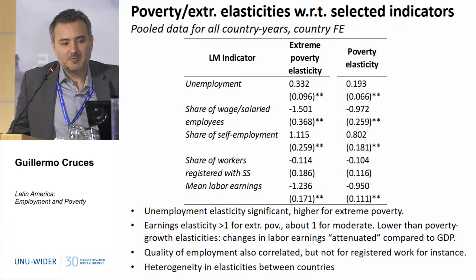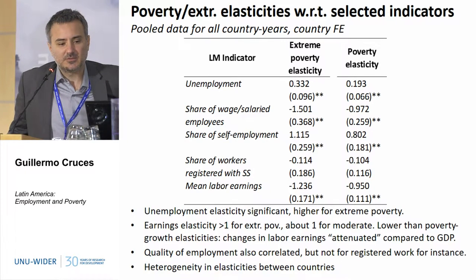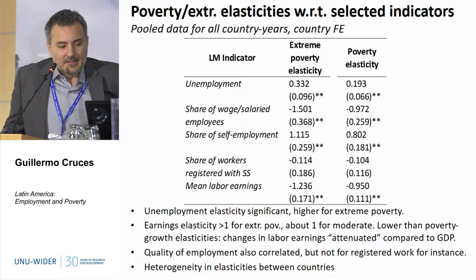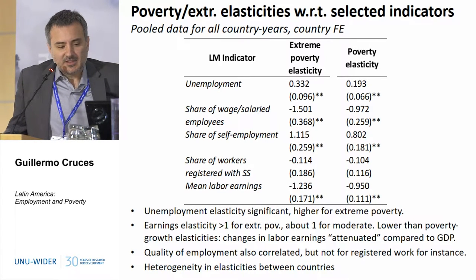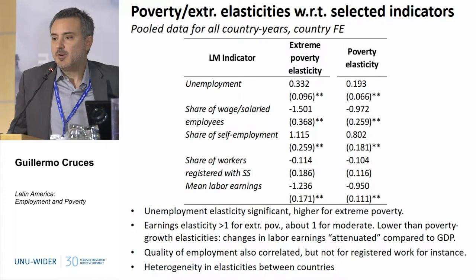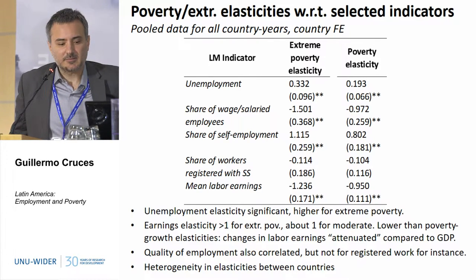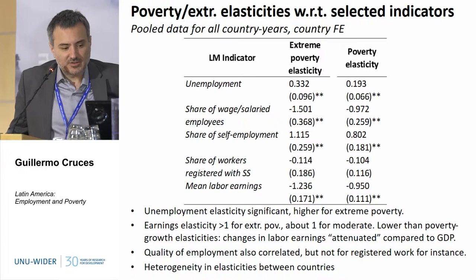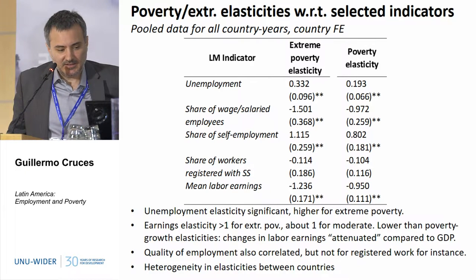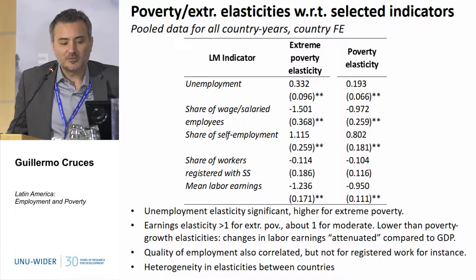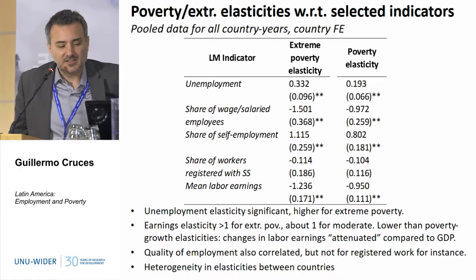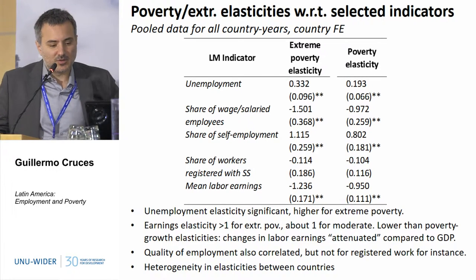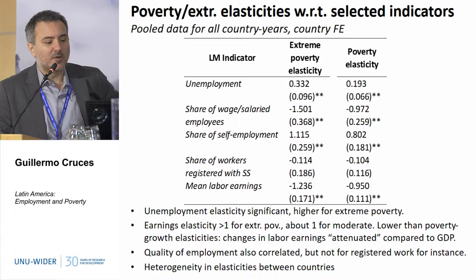Regarding the poverty and extreme poverty elasticities with respect to selected indicators, again, the unemployment elasticity is strong and significant, and it is higher for extreme poverty. This is not something we're necessarily expecting, but it's an interesting finding. And the earnings elasticity is greater than one for extreme poverty and about one for moderate poverty. These elasticities are lower than the poverty growth elasticities. I'm not sure it's completely kosher to compare them like this, but somehow the changes in labor earnings seem attenuated compared to those of GDP in their effect on poverty.